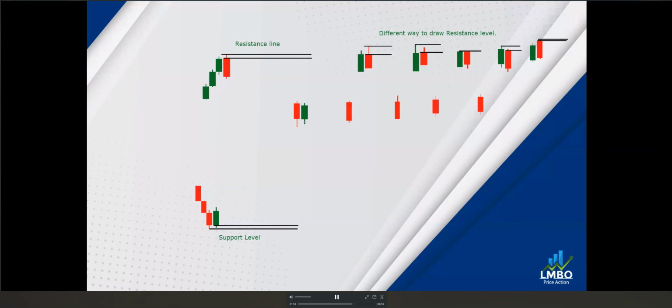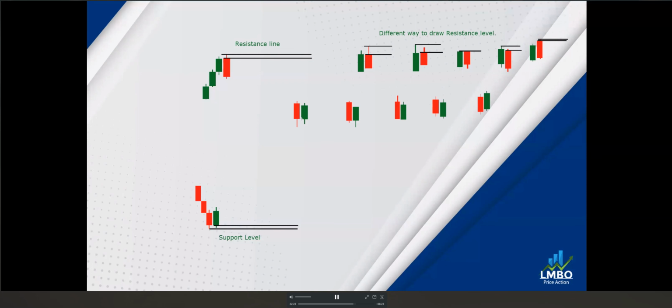Look at the green candlestick: the lower wick is smaller than the red candlestick. The green candlestick wick is greater than the red candlestick. There is no green candlestick wick. The green candlestick jumps down. Why am I saying jumps down? The closing price of the red candle and the opening price of the green candlestick have a difference. So when we draw, that will be the support.